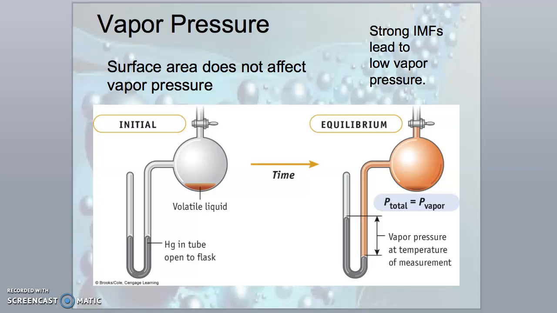You can see that the mercury has traveled a distance up the tube, and we can measure that in millimeters, and that's where we get our millimeters of mercury measurement. So this is vapor pressure. Vapor pressure is the pressure of the vapor above the liquid.